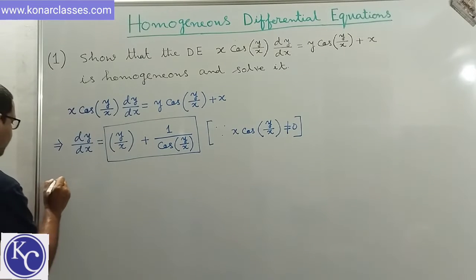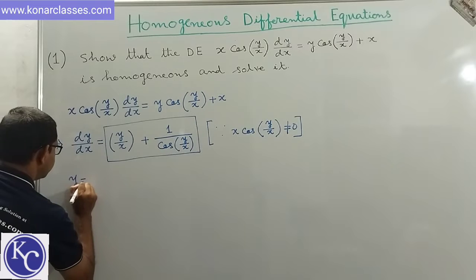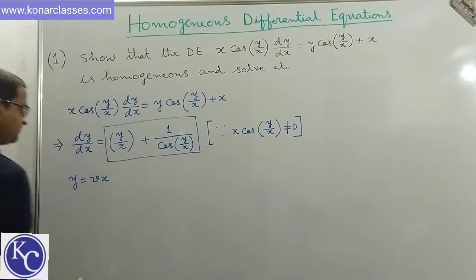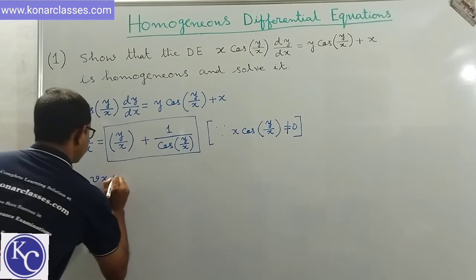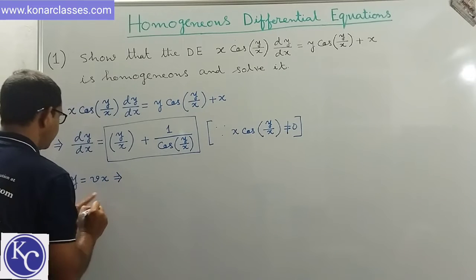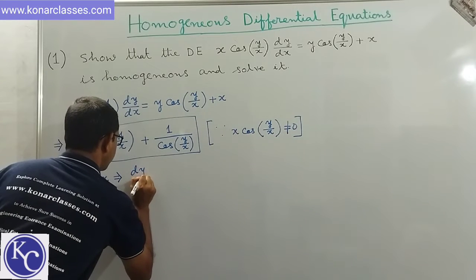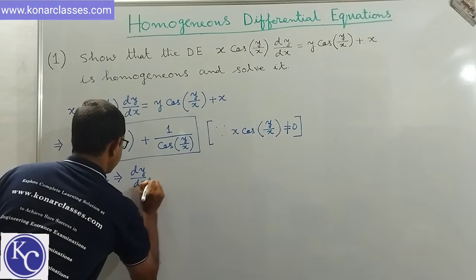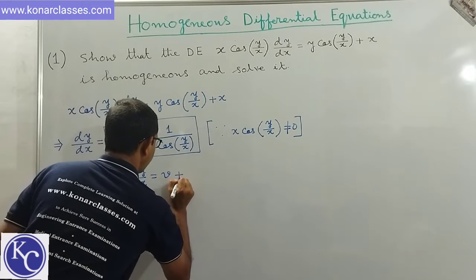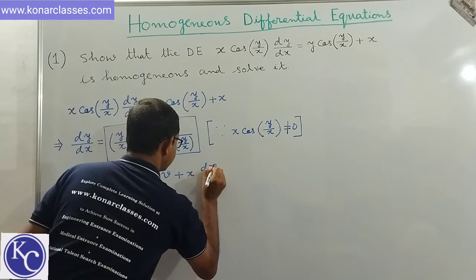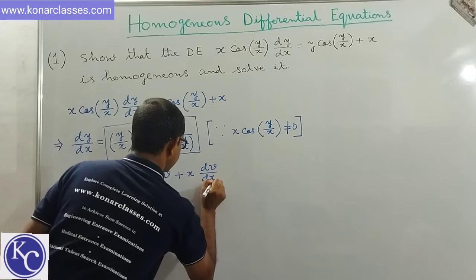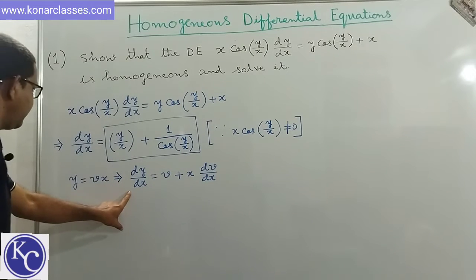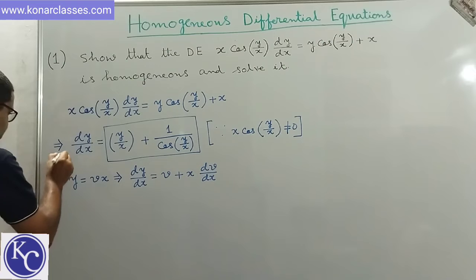So what is the step? As you remember, we should make the substitution y equal to vx. If we differentiate both sides with respect to x, we are going to get dy/dx is equal to v plus x dv/dx, correct? Now this value of dy/dx we are going to apply in this equation.